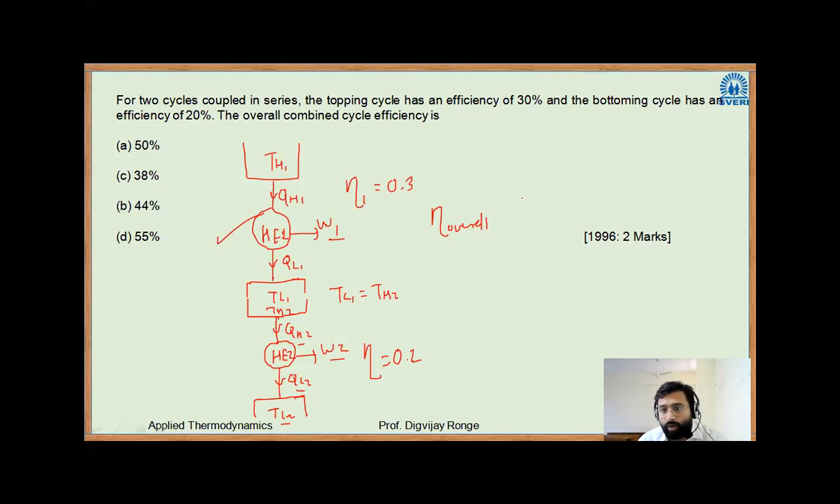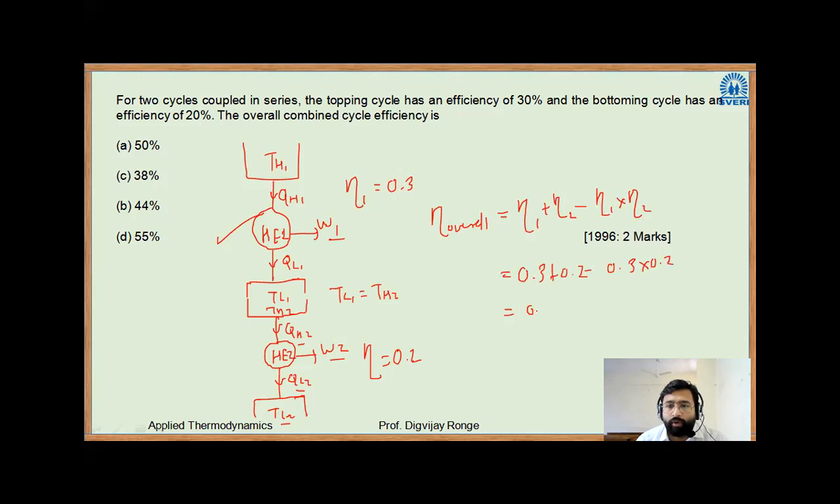Now remember there is a formula for this. Actually there is a very big derivation, but the derivation is not relevant in this online mode. So directly I will tell you the formula. N overall will be equal to N1 plus N2 minus N1 into N2. Okay, so here it will be 0.3 plus 0.2 minus 0.3 into 0.2.